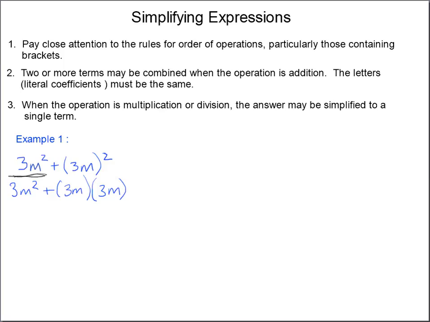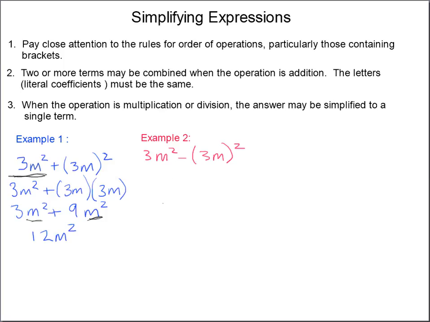3m times 3m. Of course, you can multiply your 3m's together and you end up with 9m squared. Now have a look here. You have like literal coefficients, like letters, so we can add this together now. The 3 and the 9 we can add to get 12, and you would keep your m squared base the same. Okay. Now let's look at this example.